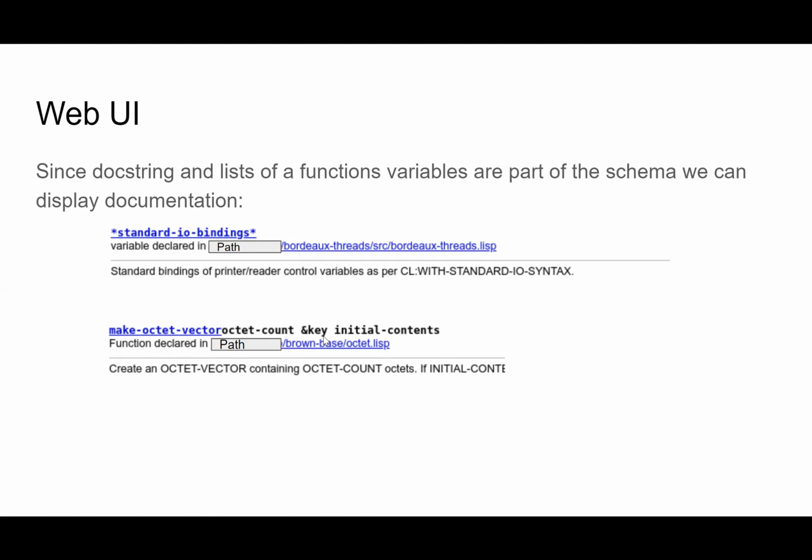We can also specify function arguments. So here we have the function make octet vector, and it has arguments octet count and initial contents as a key. And the doc string. It's a long doc string, so I cut it off. And that's in brown base.